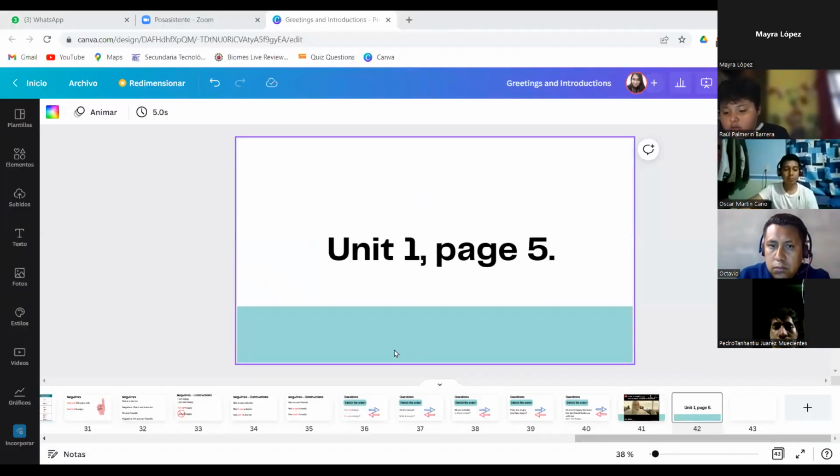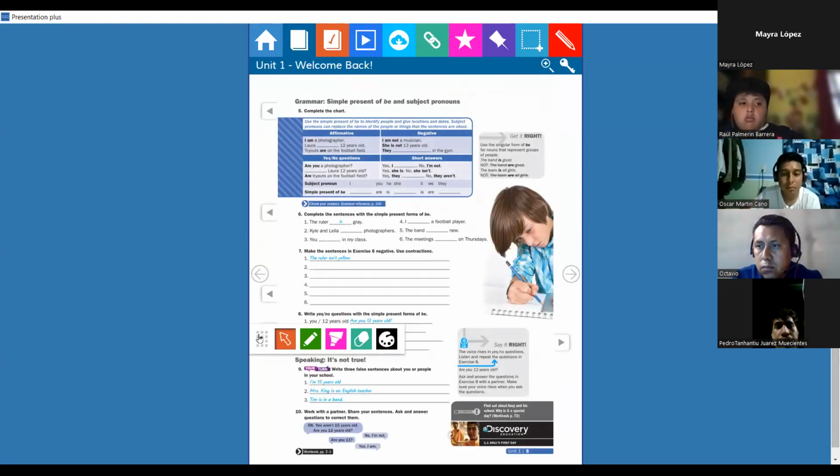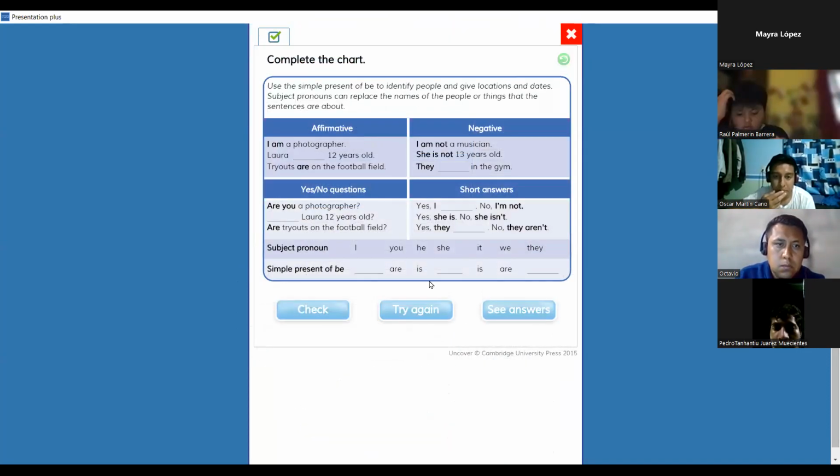Vamos a practicar todo eso que vimos hoy de el am, is, are, los negativos y las preguntas con esta página que tenemos aquí del libro. Now, this chart that I have right here, this is basically what I just showed you. Aquí básicamente es lo que ya discutimos. I am a photographer, that is the affirmative. The negative, I am not a musician. ¿Qué hago? Que le agrego el not, nada más, para transformarlo de afirmativo a negativo.